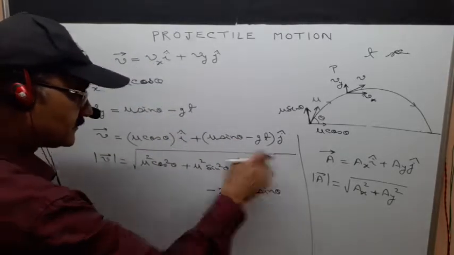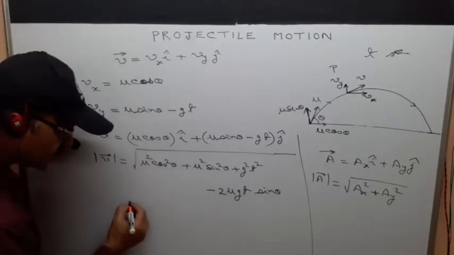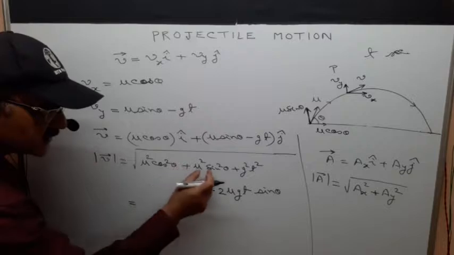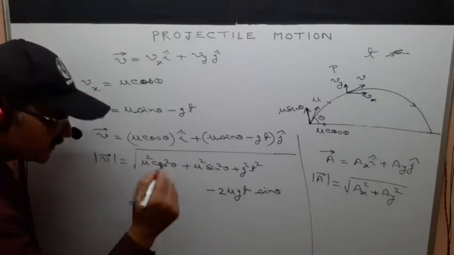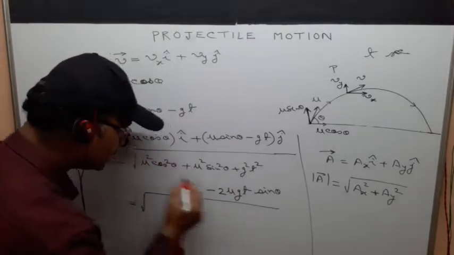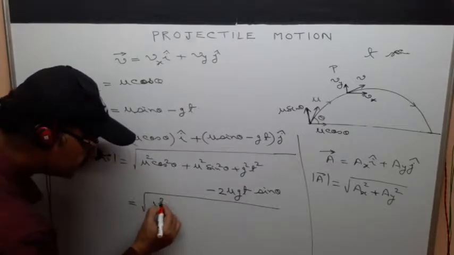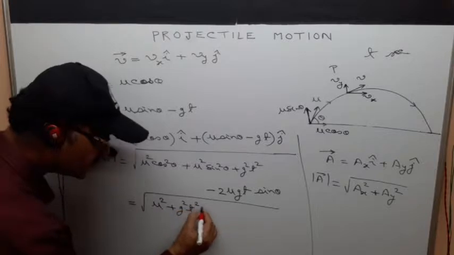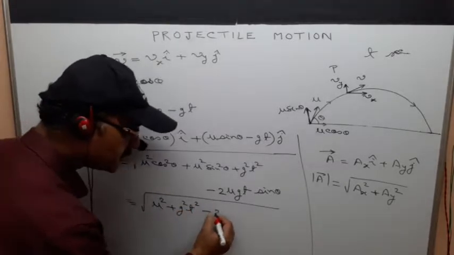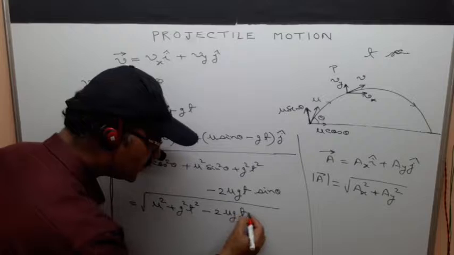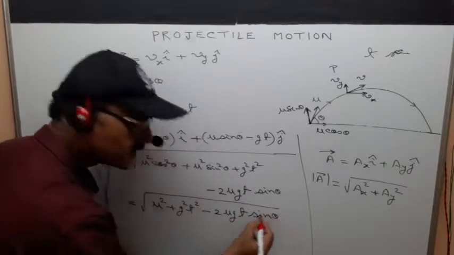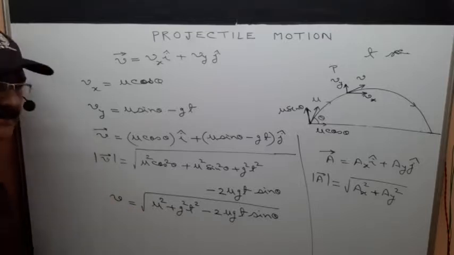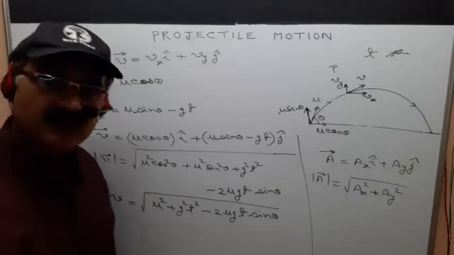This is under this square root. Here, if you take u square common, you will get cos square theta plus sin square theta, which will become 1. So what we will get? We will get u square plus g square t square minus twice u g t sin of theta. This is the magnitude of the velocity. Clear?